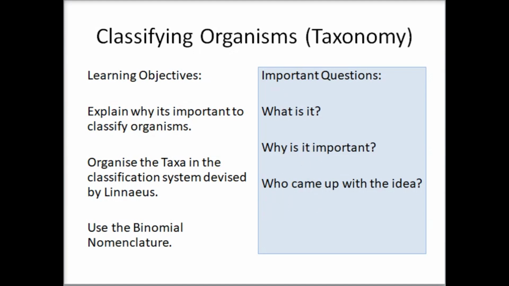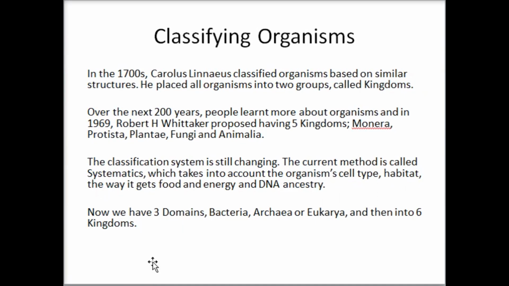Who came up with the idea? And the eagle-eyed amongst you would have noticed this name over here, Linnaeus. Carolus Linnaeus. In the 1700s, he is the person that decided organisms need to be grouped together based on similar structures, but he only had 2 kingdoms. And over the next couple of hundred years, it kind of changed. This classification system changes quite a lot, and we call it systematics, okay? And currently we have 3 domains and 6 kingdoms, okay?